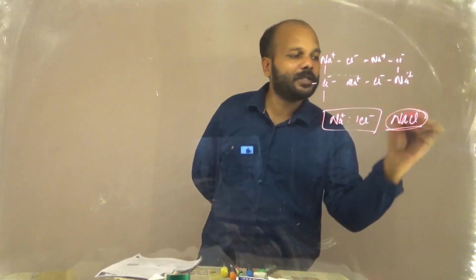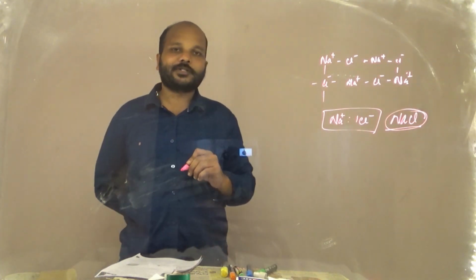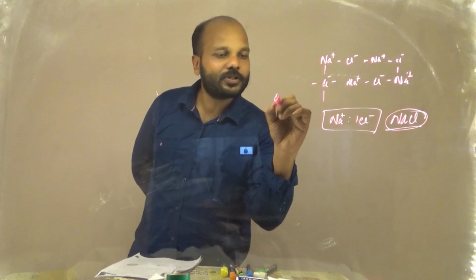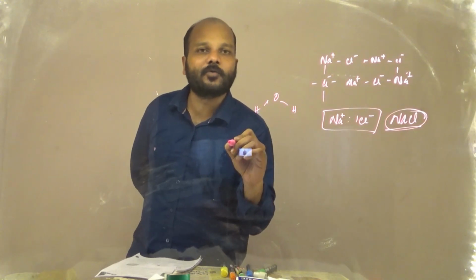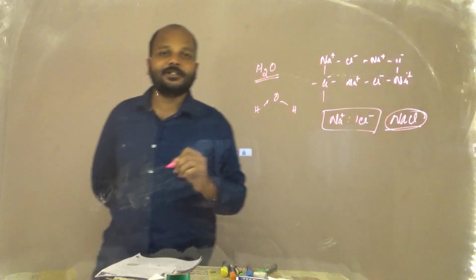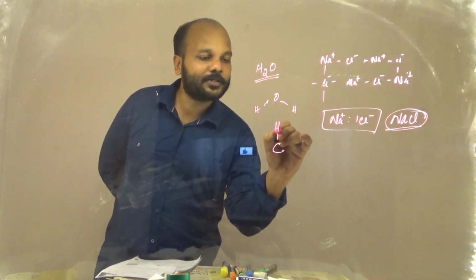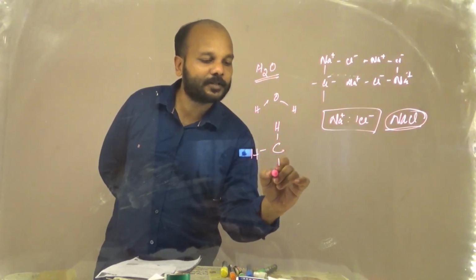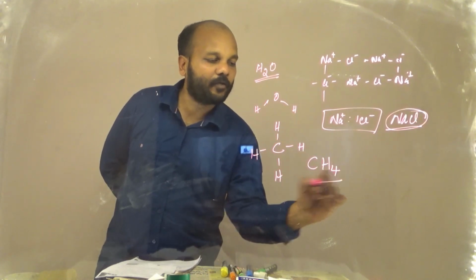On the other hand, if you are checking a single molecule, for example water, one oxygen is bound to two hydrogen atoms in a V-shaped molecule. So its formula is going to be H2O. In the same way, one carbon is bound to 4 hydrogen atoms, so its formula is going to be CH4.